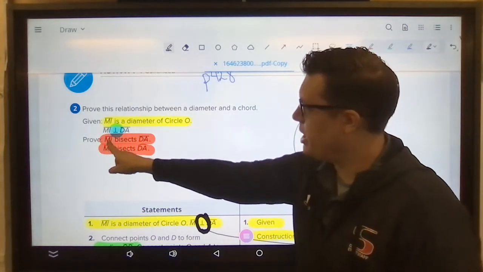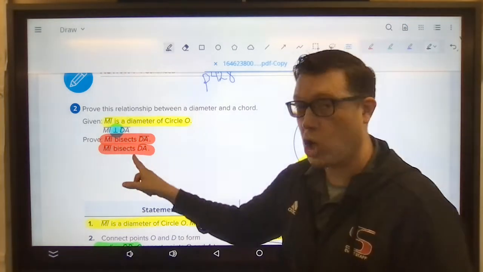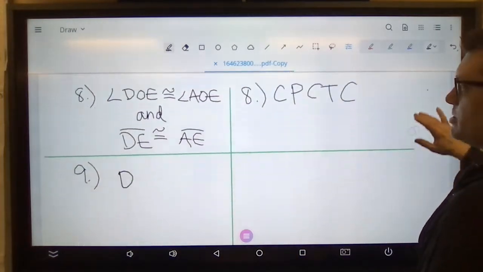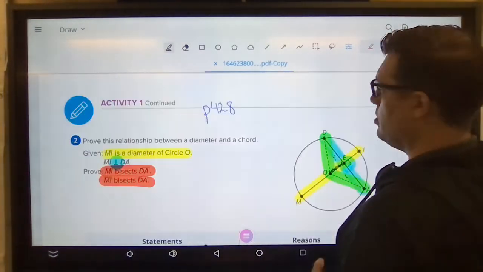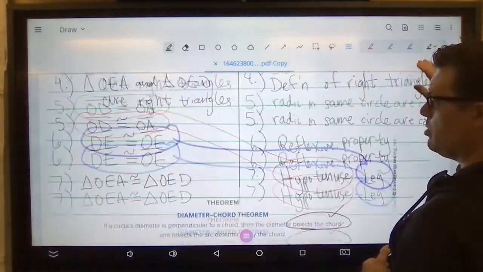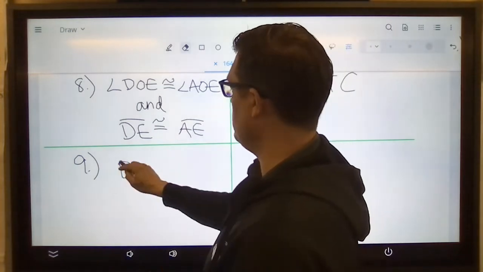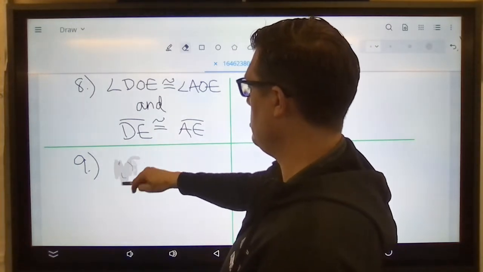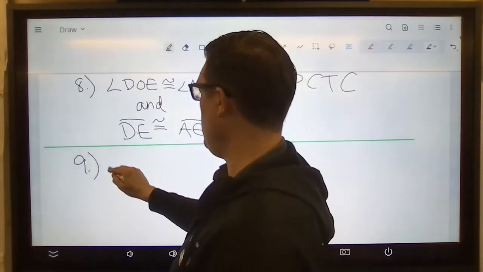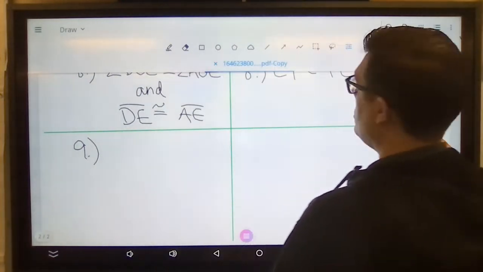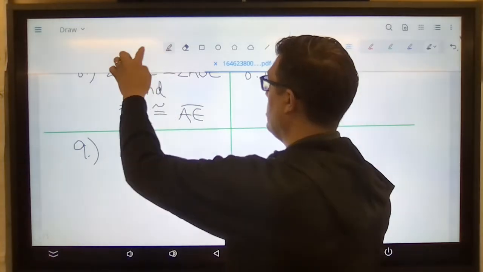Okay, this is my statement. MI bisects DA and MI bisects arc DA. Okay, that's what I'm missing here. All right, so I'm going to make that be my statement 9. I know I wrote that thing. I don't really need to write that thing anymore. So here goes. Let's erase this. And let's go M.